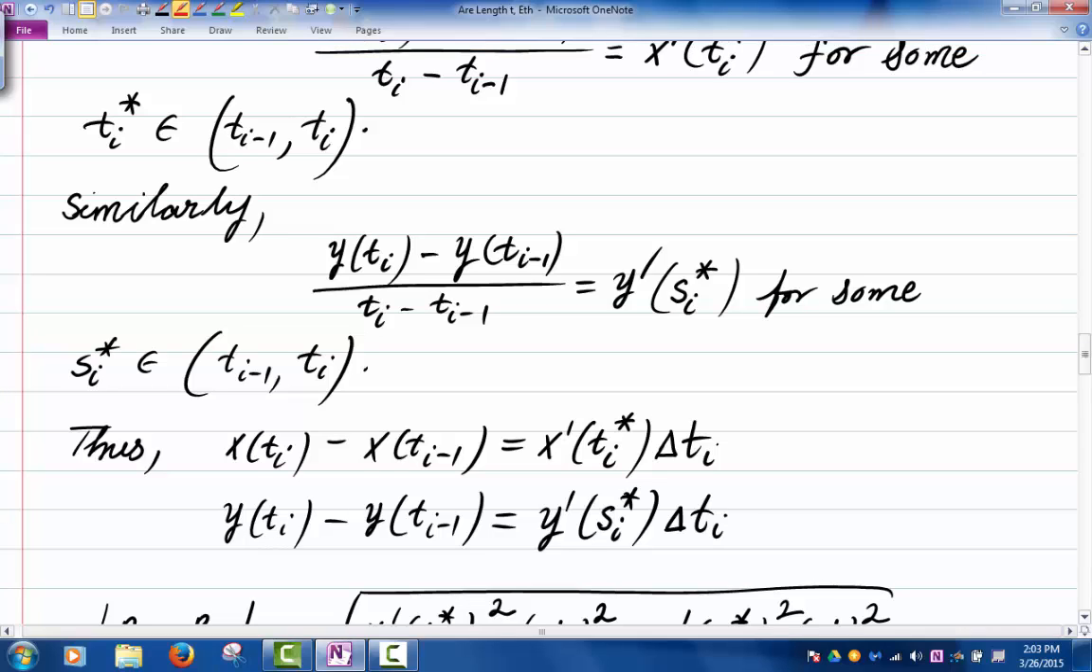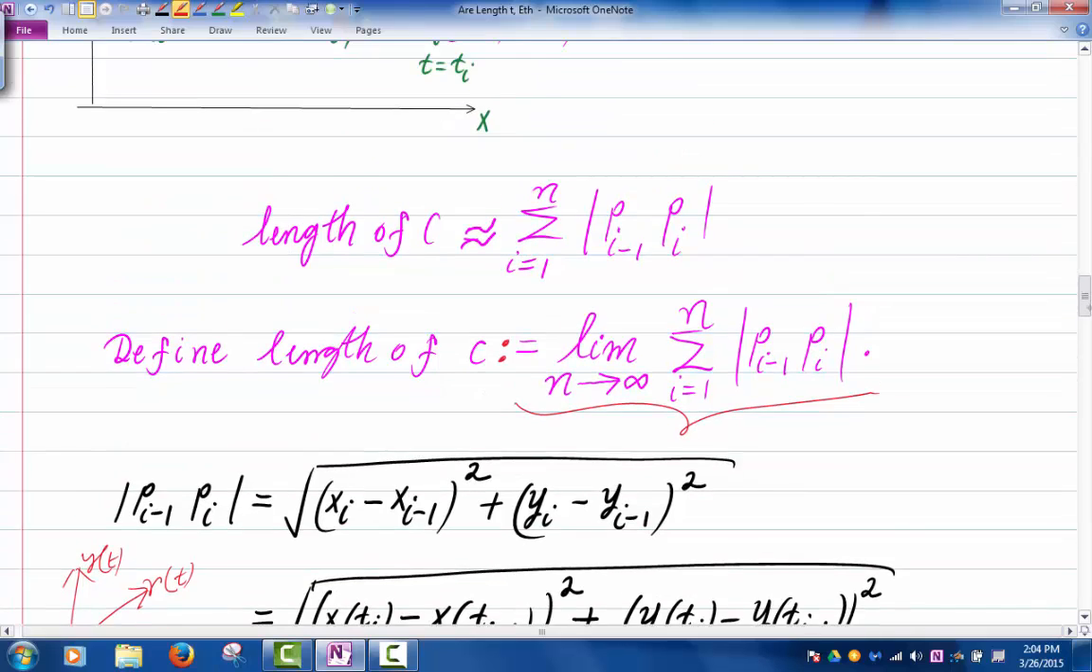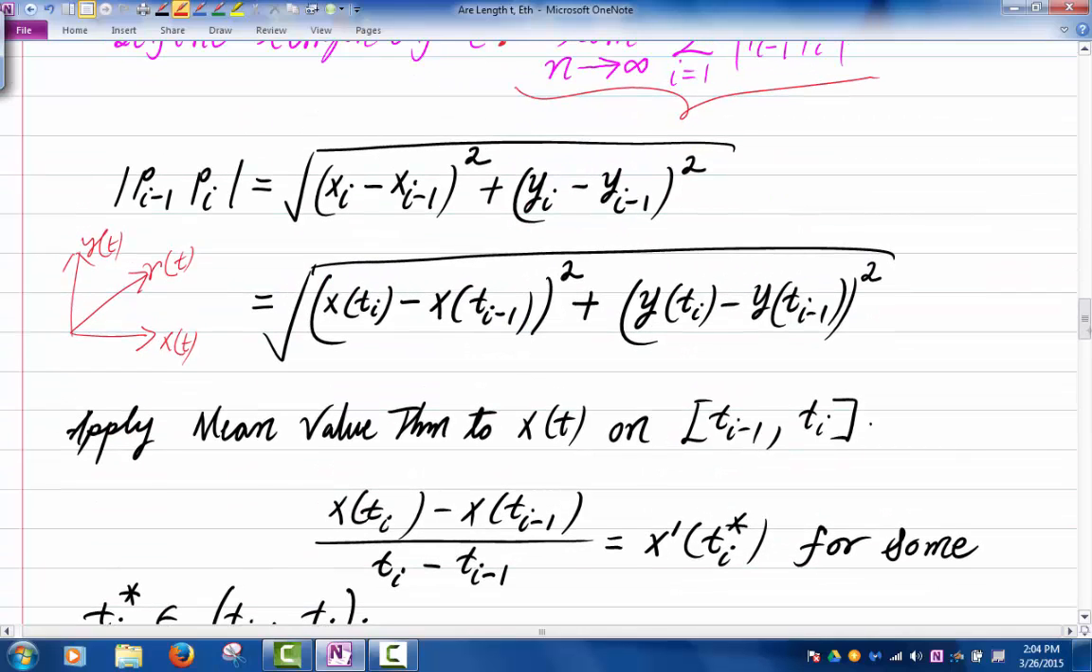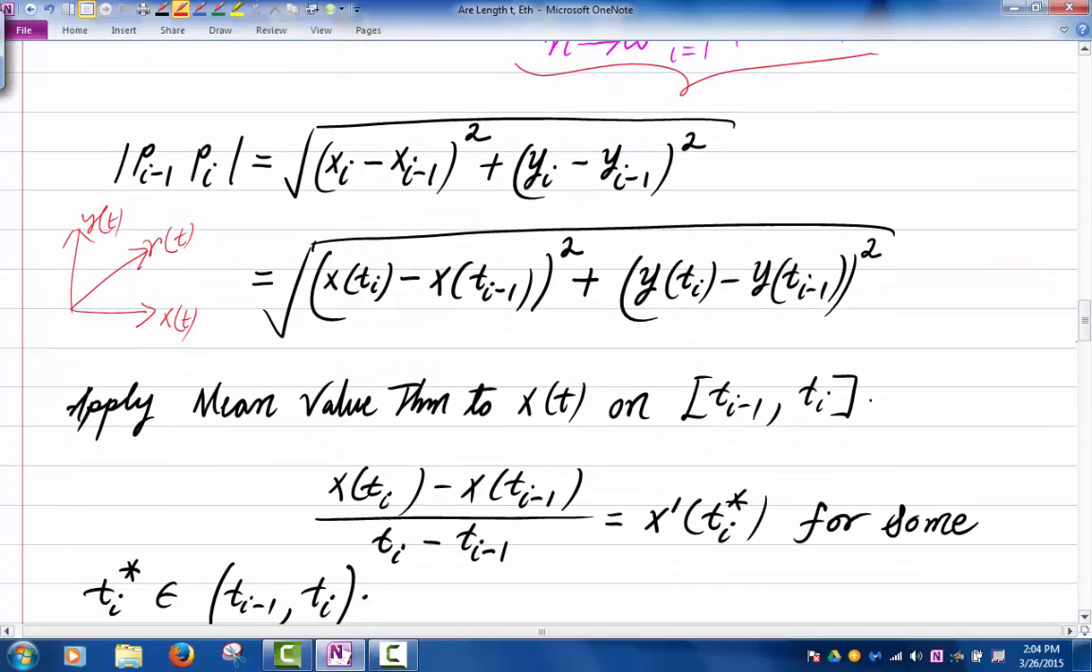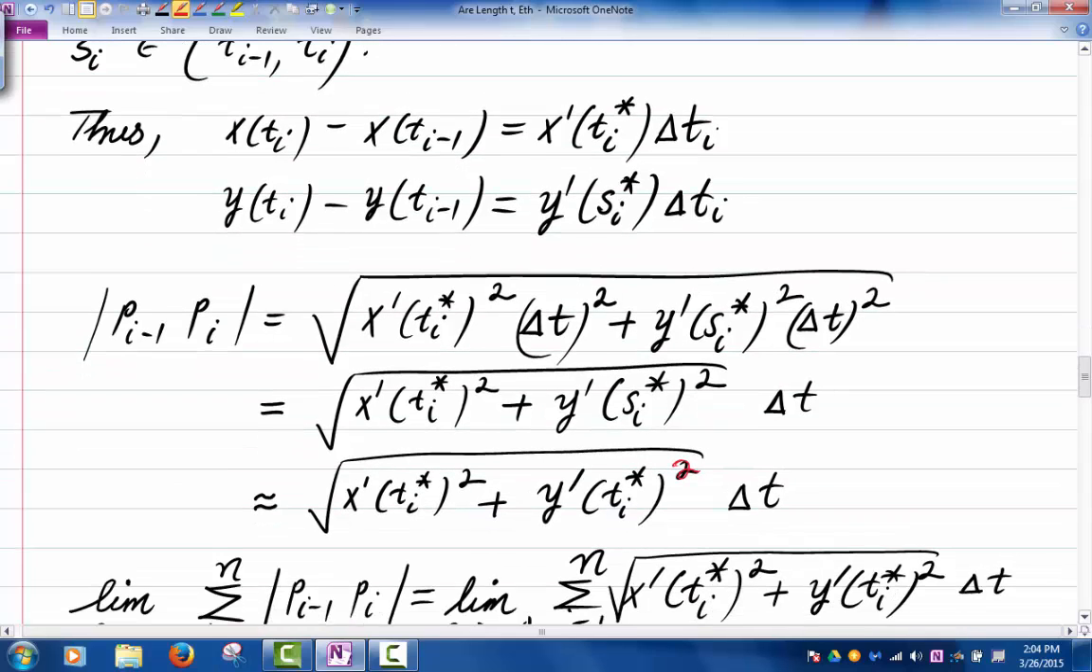The length of the period t_i minus t_{i-1}, I'm going to write it as delta t_i. Delta t_i is basically the denominator, t_i minus t_{i-1}. And so I'm going to rewrite the change of x and change of y, and then I'm going to plug them in. Remember, in my distance between P_i and P_{i-1}, I have the change in x and the change in y, right? I'm going to plug in now those values that I got.